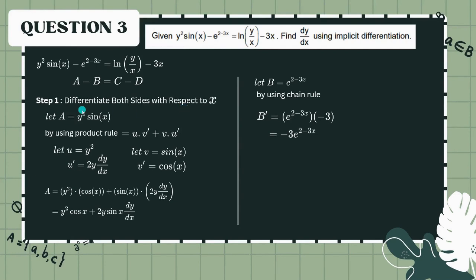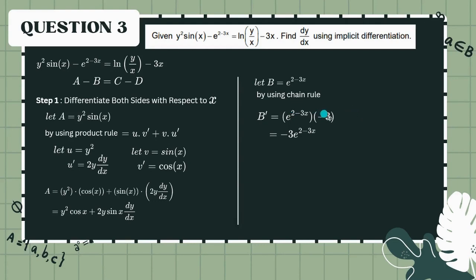So step 1, we must differentiate both sides with respect to x. By letting A equal to y squared sine of x, I'll be using the product rule because y squared is multiplied by sine of x. So by finding uv prime plus vu prime, we will get this answer, and we will further simplify this answer to y squared cos of x plus 2y sine of x dy/dx.